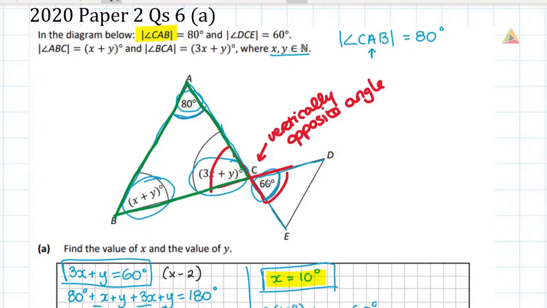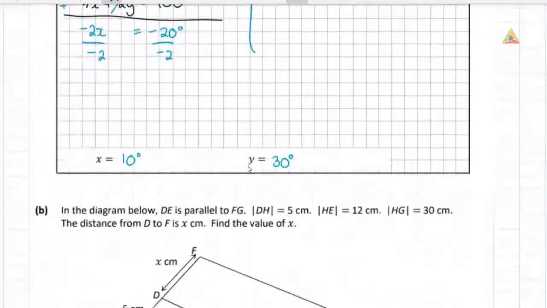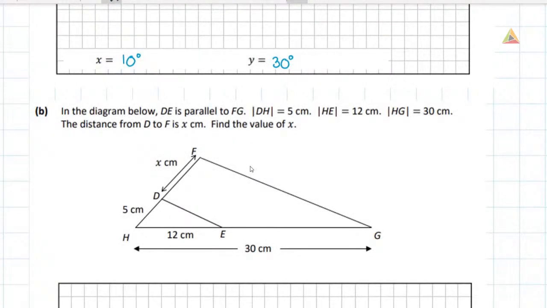So we had vertically opposite angles giving us one equation and the three angles in a triangle adding up to 180 degrees to give us our second equation. That's part A. Part B of this question is quite different.